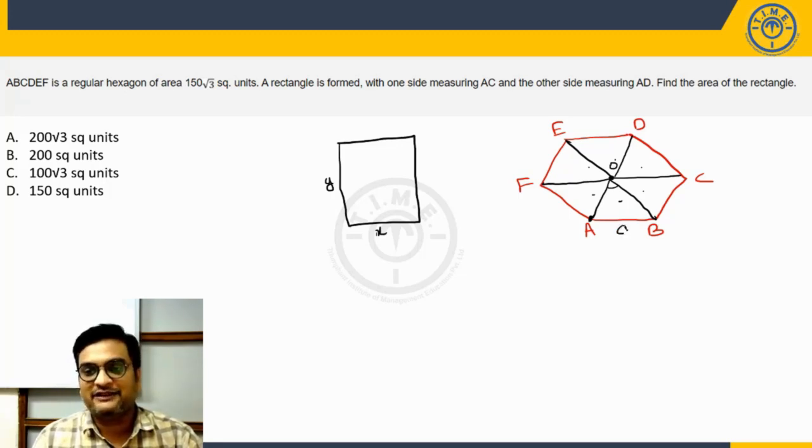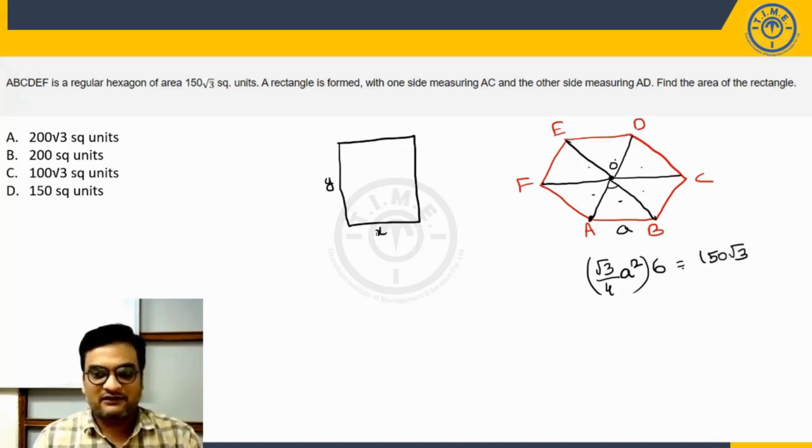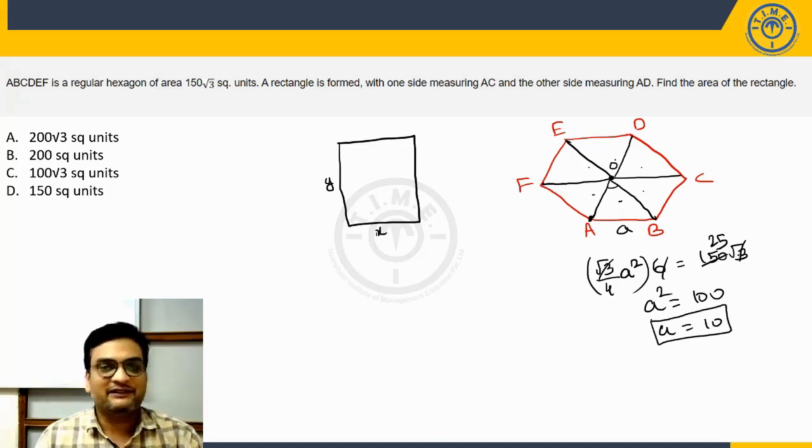Let's assume the side length to be A. What will be the area of this equilateral triangle? Root 3 by 4, A square. Now there are 6 such triangles, so 6 into root 3 by 4 A square should be equal to 150 into root 3 square units. When you simplify this, the root 3 cancels out, 6 cancels out 25 times and 4 goes on the other side. A square will be equal to 100. Hence A, the side length of the hexagon, is going to be 10 units.